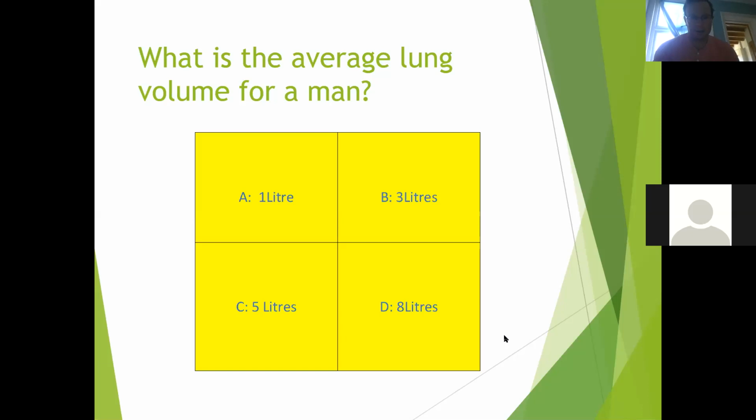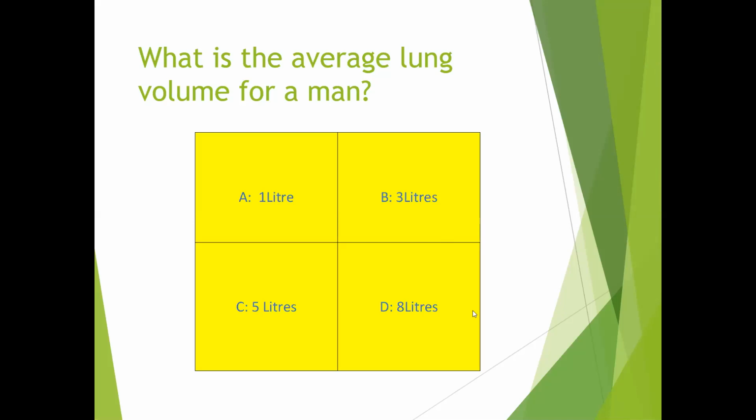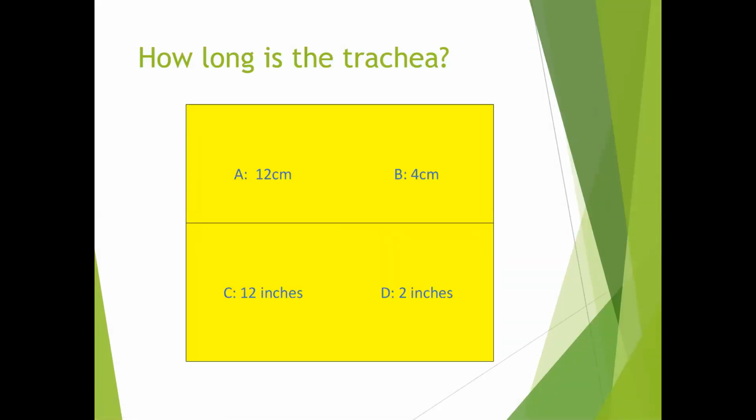Well done. Yeah, a couple straight in straight away. So Cade and Ash, well done. Anyone else? Give me some answers. Yeah, good. Everyone's right so far. So 5 litres. Well done, everybody. Good stuff. Okay, so this is the next one.